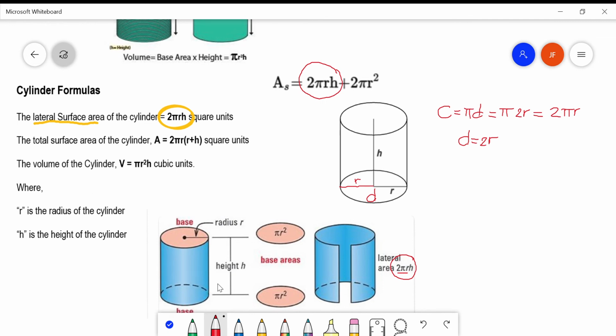Then proceeding to the total surface area. The total surface area of a cylinder in here is equal to 2 pi r times quantity r plus h. But before we understand this one, let's go back to the figure. So the lateral area or the lateral surface area together with the two bases, okay, we're going to return these two bases and have this complete figure of a cylinder. So take note that the lateral is 2 pi r times h, this one, and the two bases, which is equal to pi r square, this is times 2, is 2 pi r square.